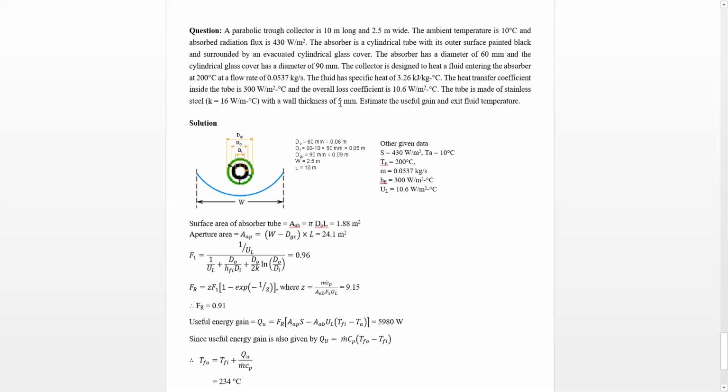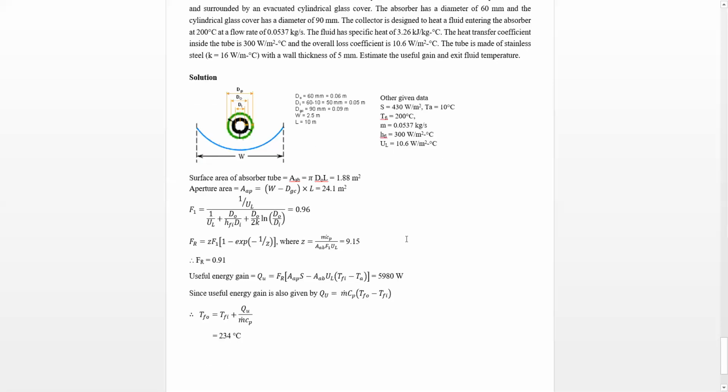That means if the outside diameter is 60 mm, the inside tube diameter would be 60 minus twice the wall thickness, that is 50 mm. Estimate the useful gain and exit fluid temperature. All the given dimensions are written over here. First we will find the surface area of the absorber tube, which is pi D naught L, where D naught is 0.06 meter. The aperture area by this formula comes out to 24.1 meter square.